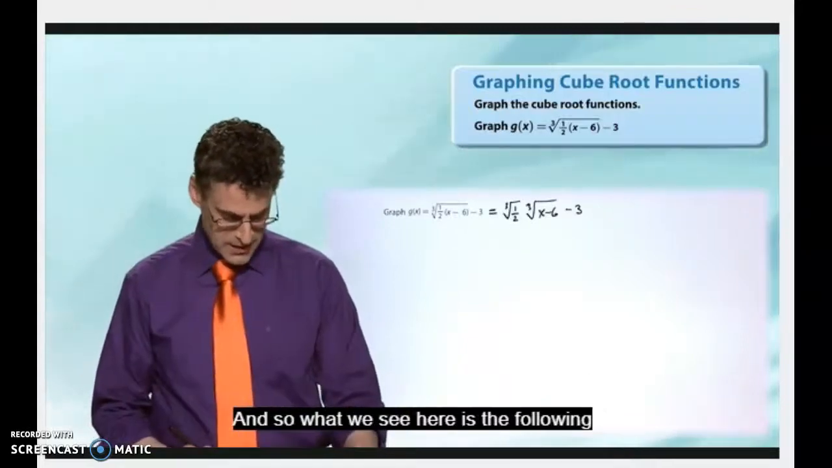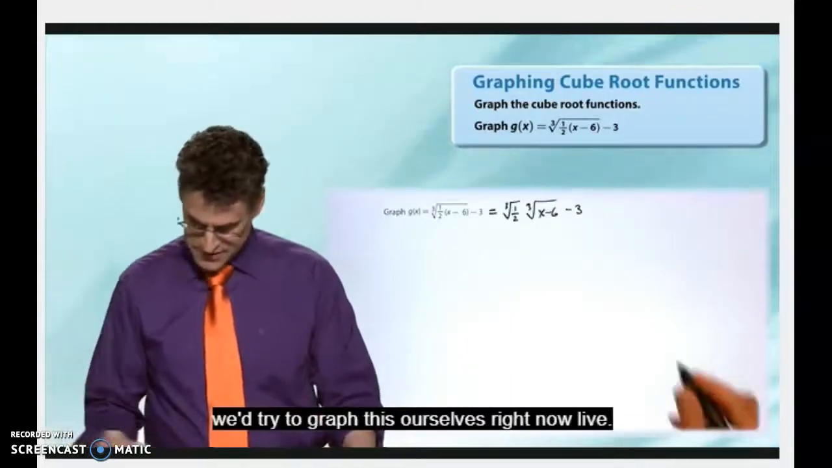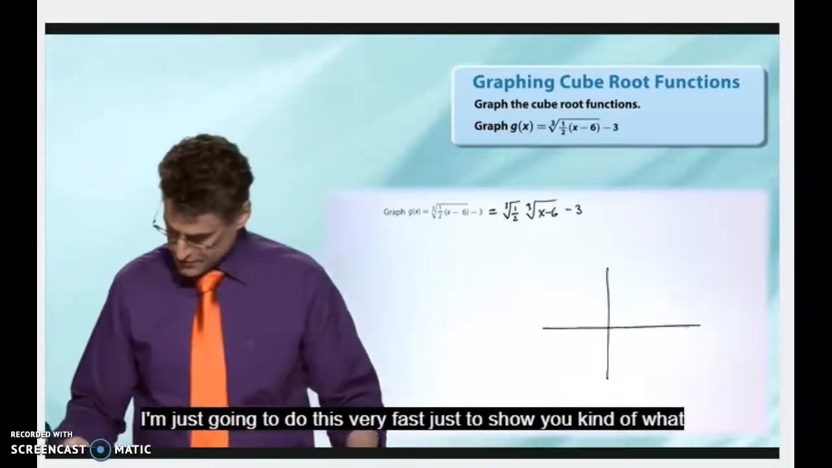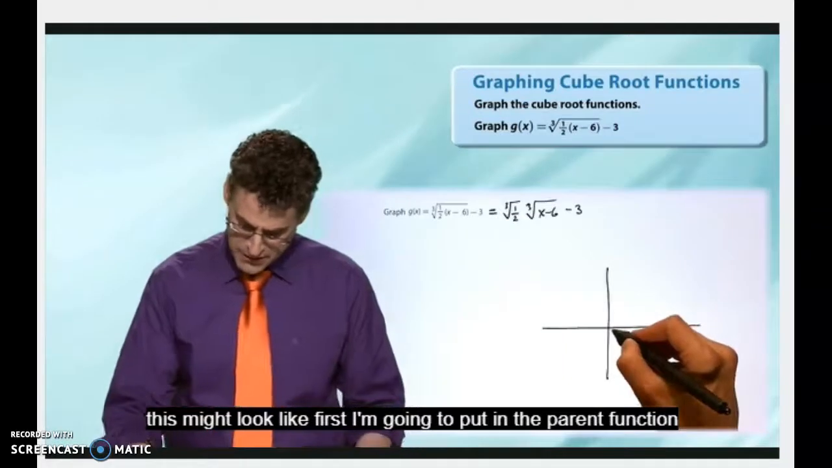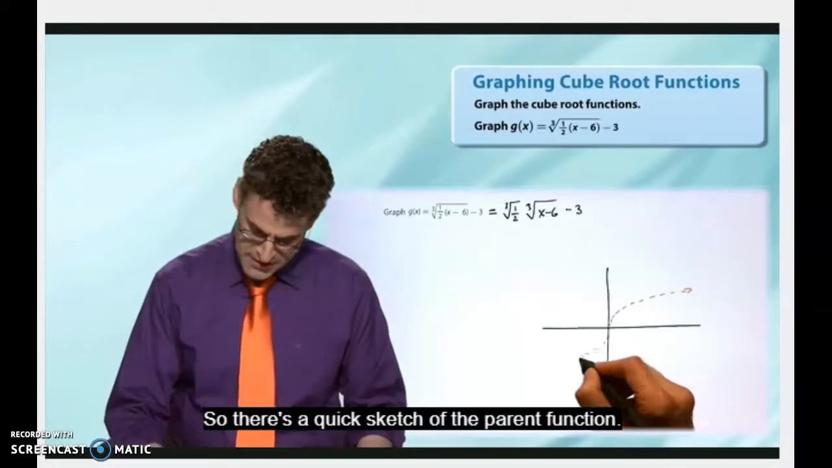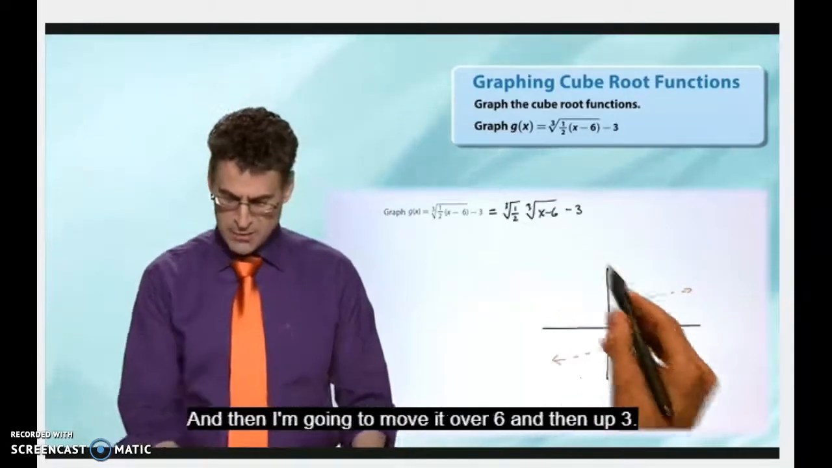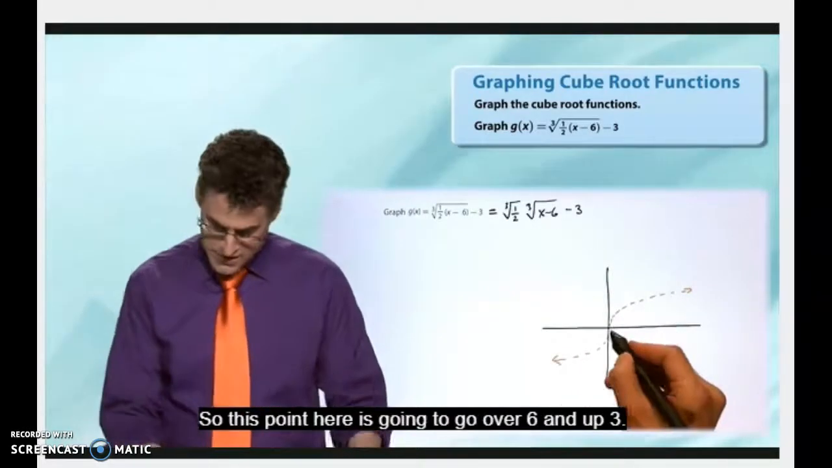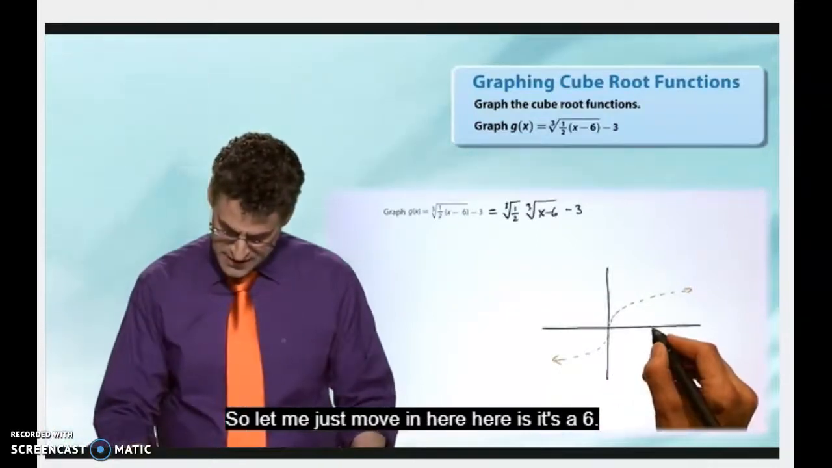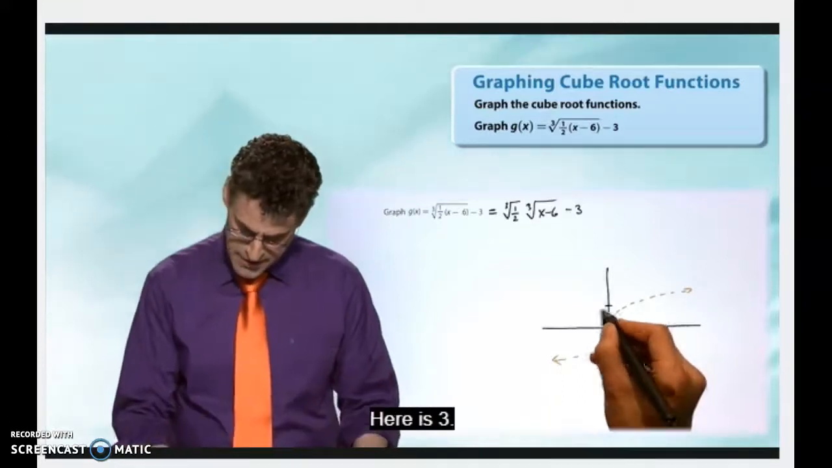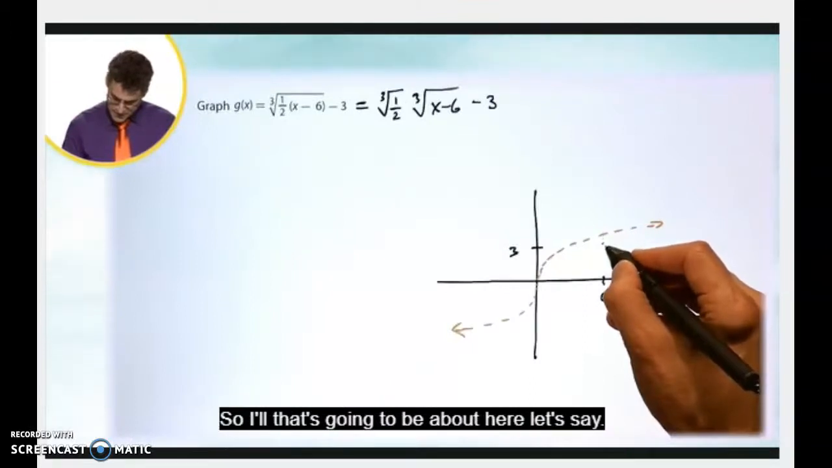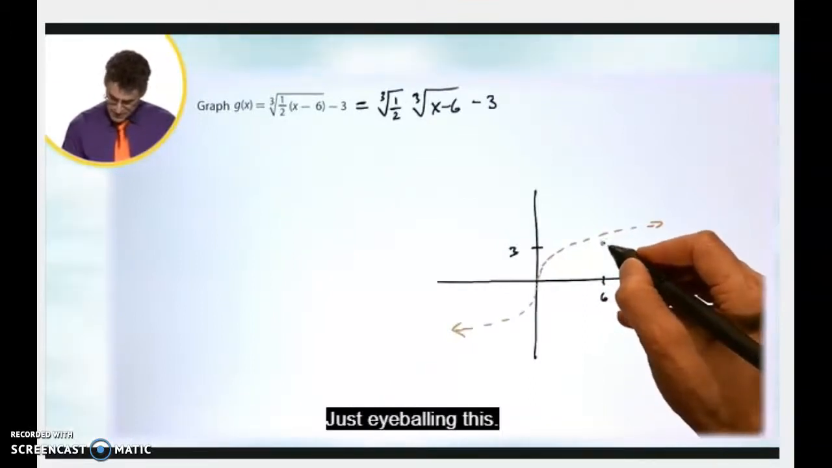And so what we see here is the following. We try to graph this ourselves right now live. I'm just going to do this very fast just to show you kind of what this might look like. First, I'm going to put in the parent function. Always start with the parent function. There's a quick sketch of the parent function. And then I'm going to move it over 6 and then up 3. So this point here is going to go over 6 and up 3. So let me just move in here. Here is, let's say, 6. Here is 3. So now I'm going to move everything up to there. So that's going to be about here, let's say. Just eyeballing this.